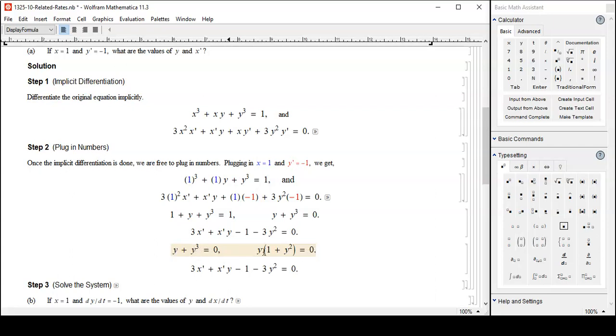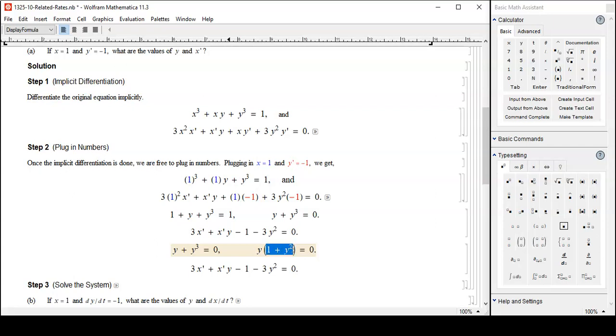Okay, which means either y is 0 or this has to be 0. You see, right-hand side is equal to 0. We cannot get 0 by multiplying two non-zero numbers. One of them has to be 0. So which is 0? y equal to 0, okay, that's fine.